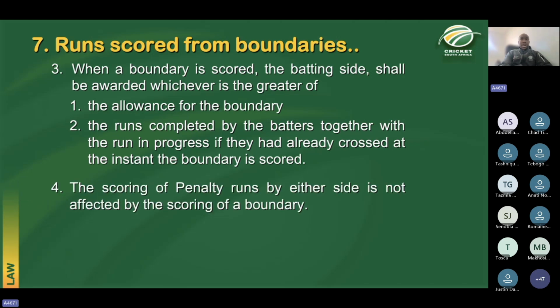Very rare because boundaries nowadays are a lot smaller. You see a lot of 2s being run, very few 3s are being run nowadays. So 5, highly unlikely for batters to run 5 before the ball crosses the boundary. The scoring of penalty runs by either side is not affected by the scoring of a boundary. And obviously those penalty runs will always be added to the boundary if they happen on the same delivery.